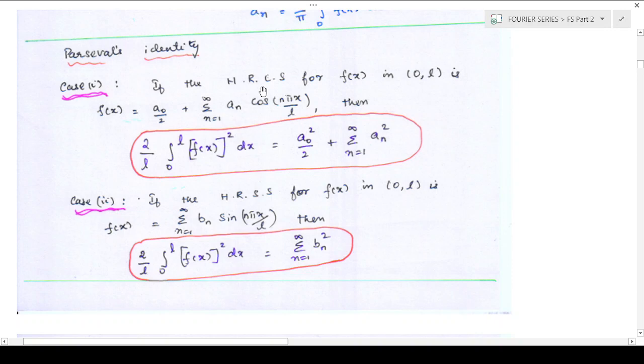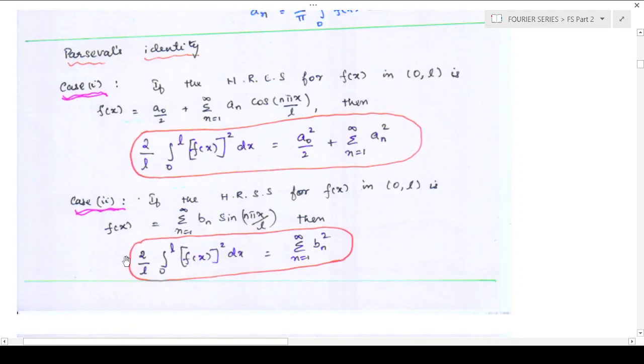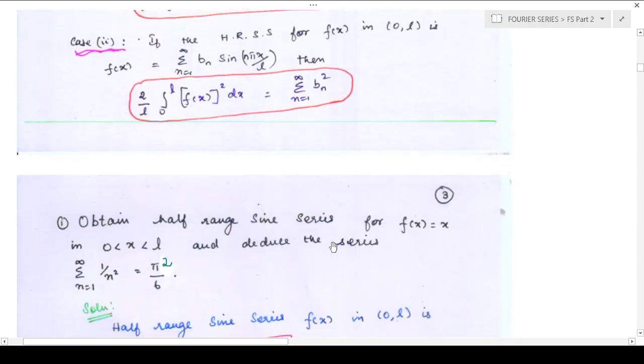Parseval's identity. If the half range cosine series for f of x in the interval 0 comma L is this, then your Parseval's identity is 2 by L integral 0 to L f of x the whole square into dx is equal to a naught square by 2 plus summation n equal to 1 to infinity an square. And then if the half range sine series for f of x in the interval 0 comma L is f of x equal to summation n equal to 1 to infinity bn sin n pi x by L, then your Parseval's identity will be 2 by L integral 0 to L f of x the whole square into dx, which is equal to summation n equal to 1 to infinity bn square.